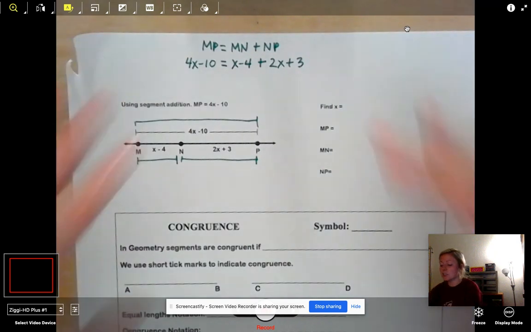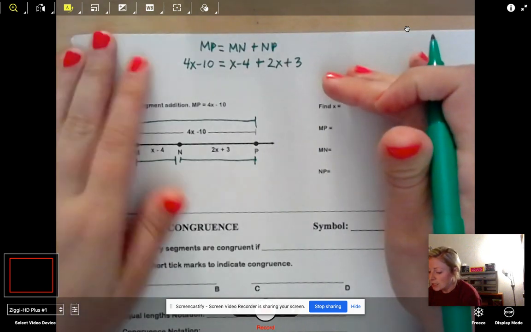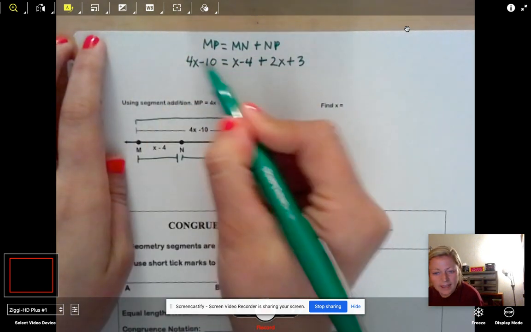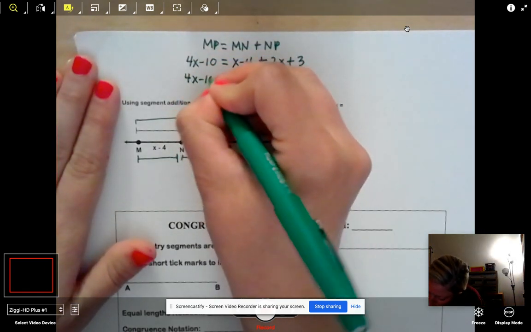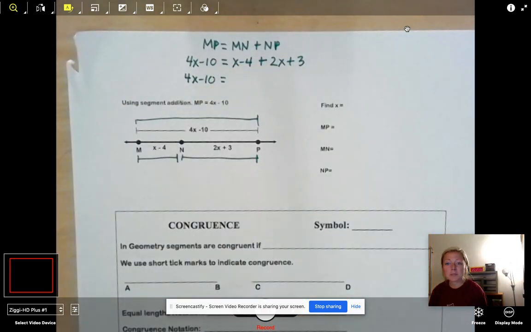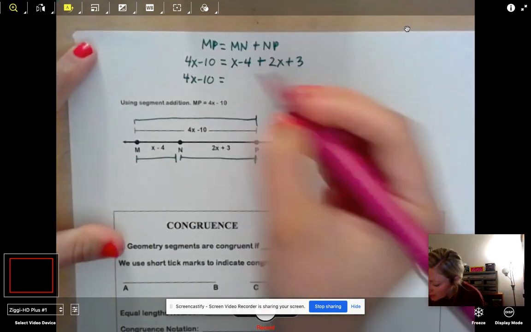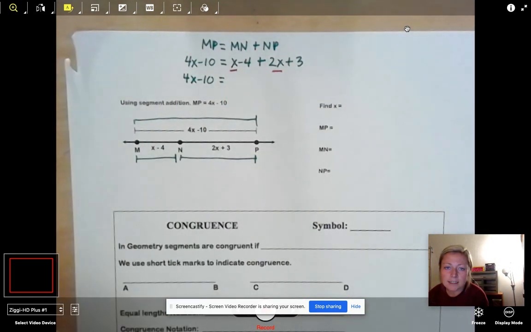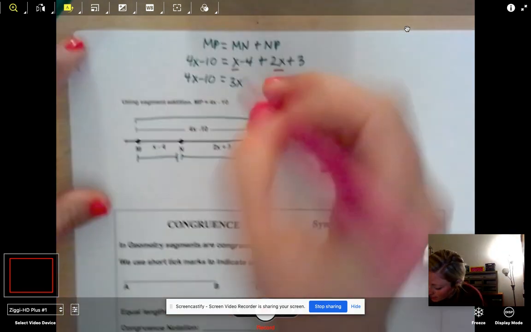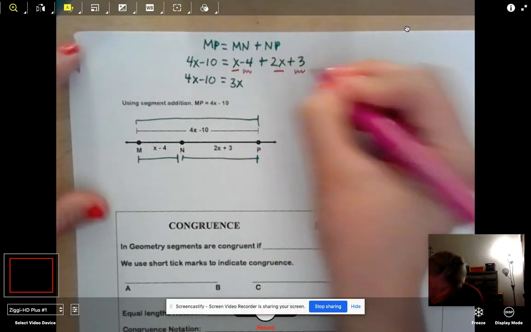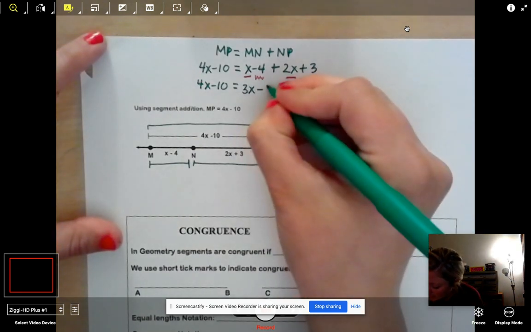And now from here, it's just algebra. We just need to simplify and figure out what x is. We can't do anything with this left-hand side yet, so let's just copy it down, and then we'll worry about that in a minute. But over here, we have some like terms we can add together. And I know you guys can do this. We did this last week together. I have an x and a 2x for a total of 3x's. And then -4 plus 3 is -1.